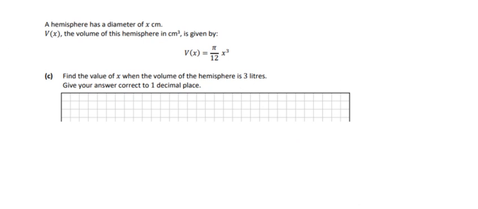Right, so part C, so 3 litres is given to us. It's straightforward enough, but the 3 litres, we have to know what that is in centimetre cubed, because this function tells us in centimetre cubed. So the conversion is that 1 litre is equal to 1,000 centimetre cubes basically. So we just have to convert 3 into 3,000.